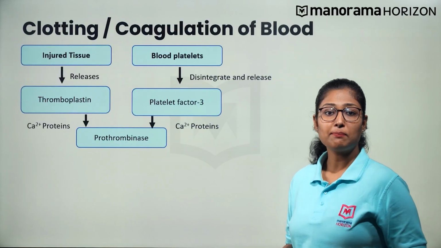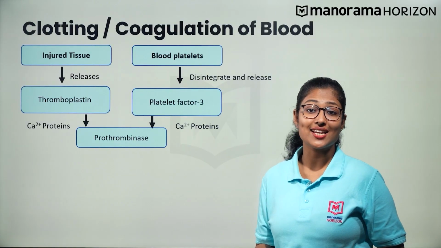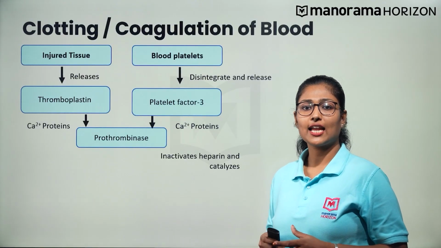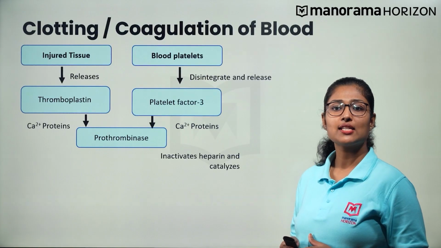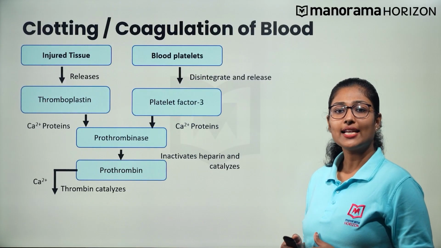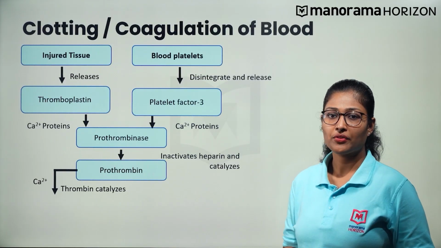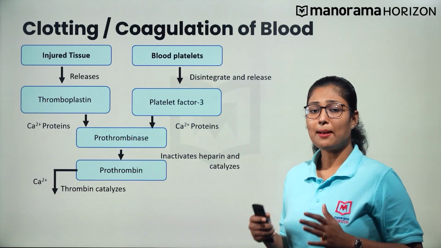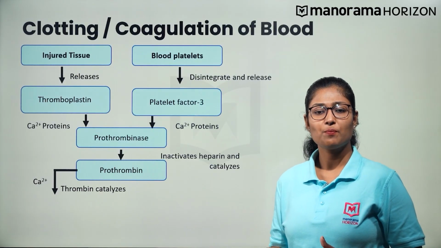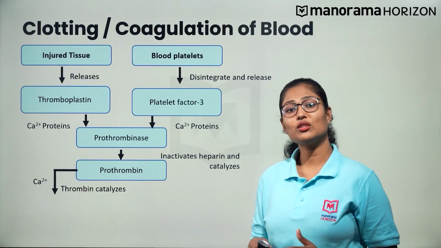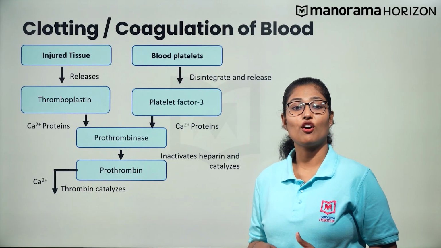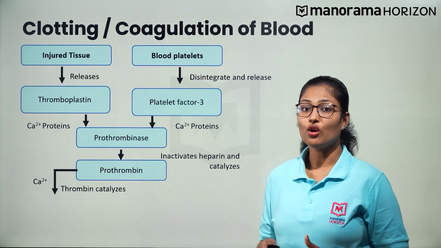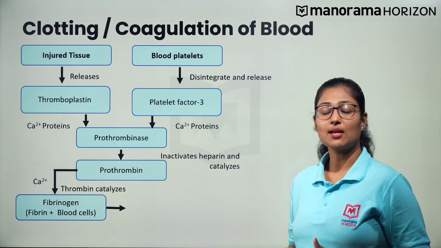Meantime, the blood platelets disintegrate and release platelet thromboplastin. After that, in the presence of calcium ions, the prothrombinase inactivates heparin. Heparin is an anticoagulant of the blood. When heparin is inactivated, prothrombinase smoothly catalyzes the breakdown of prothrombin, an inactive plasma protein, into thrombin and some small peptide chains.